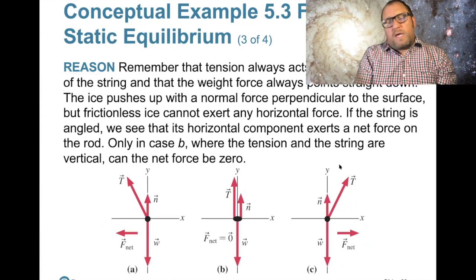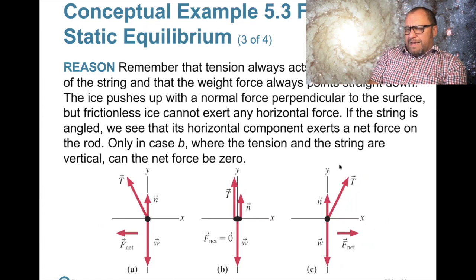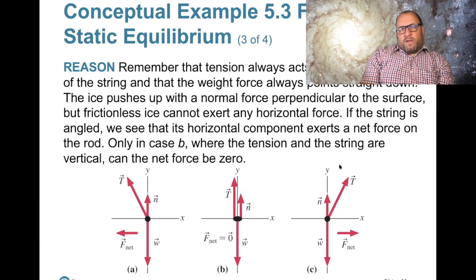Remember, the tension always acts along the direction of the string, and the weight always points straight down. The ice pushes up with a normal force perpendicular to the surface, but frictionless ice cannot exert any horizontal force. If the string is angled, its horizontal component exerts a net force on the rod. Only in case B, where the tension in the string is vertical, can the net force be 0. The correct answer is B.